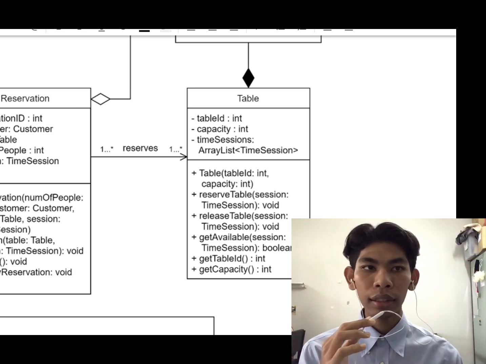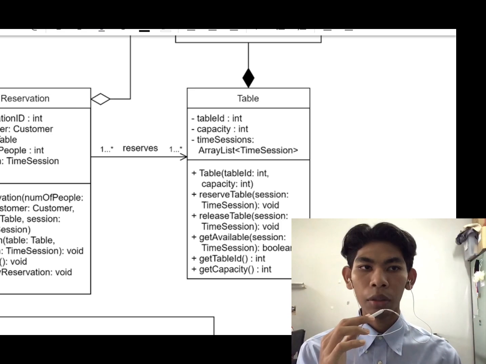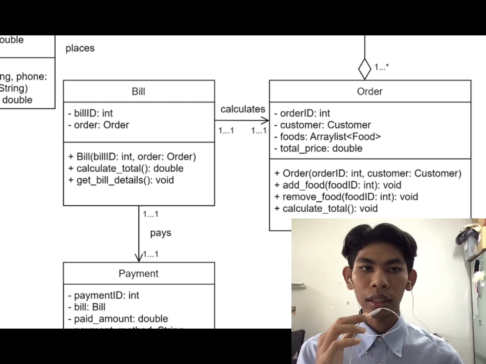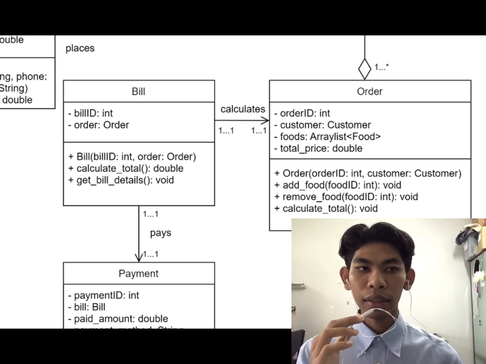The part that I have done is the table, bill, VIP, and regular class. So the table class is a composition with the time session class. For bill, this is used for the user to pay. It is an association relation with payment and order class that we will discuss later.